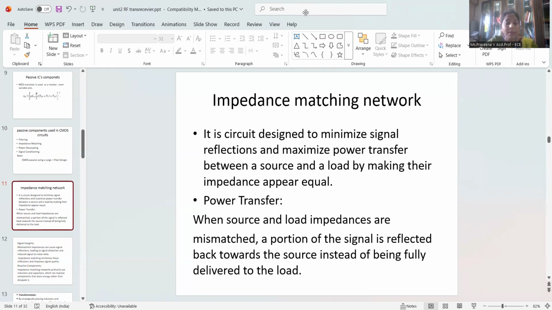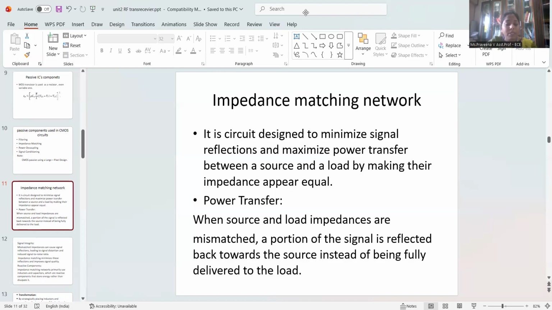Okay. For example, in a mobile phone, that is an RF transmitter, the power amplifier and antenna should be impedance matched in order to ensure efficient transmission. Without matching, the battery power is wasted and communication quality will be decreased.